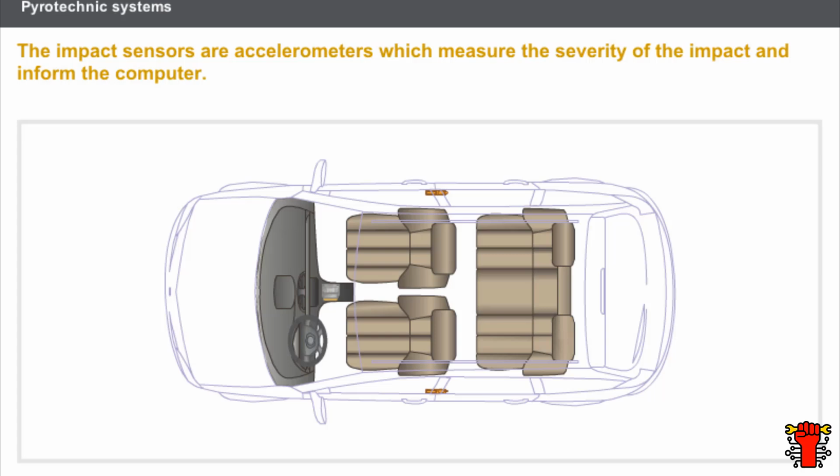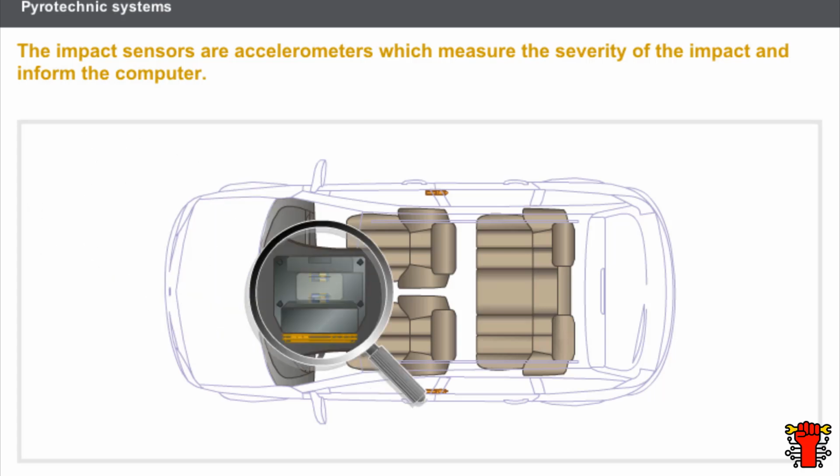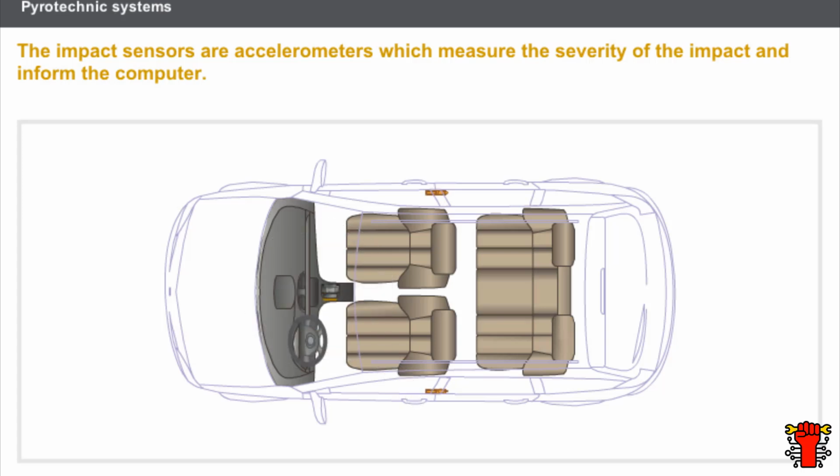The impact sensors are accelerometers which measure the severity of the impact and inform the computer. The front impact sensors are built into the computer. The side impact sensors are located on the left-hand and right-hand B-pillars.